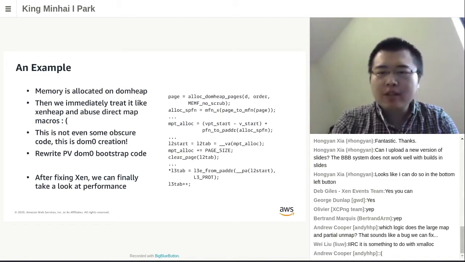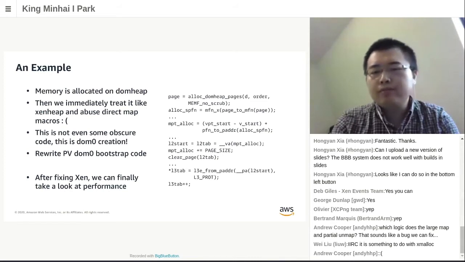So basically, if you look at the code on the right-hand side, we allocate something on a DOM heap, and we immediately forget that those are DOM heap pages, and we start treating them just like Xen heap pages. So we just use direct map macros, and then we access those pages on the direct map. The thing is that this code is not even some obscure code. This is PV DOM0 creation. So I basically have to rewrite how pages are accessed in PV DOM0 creation.